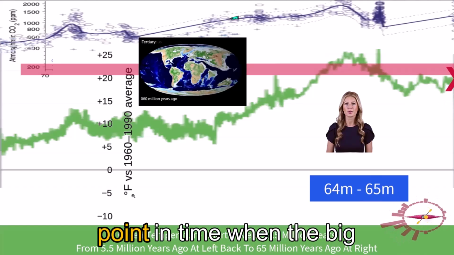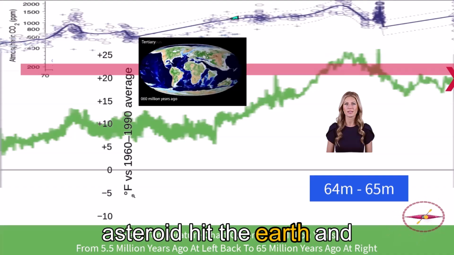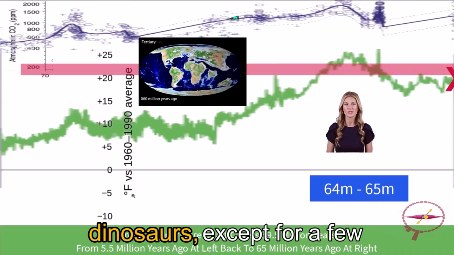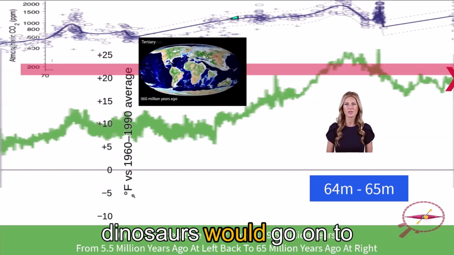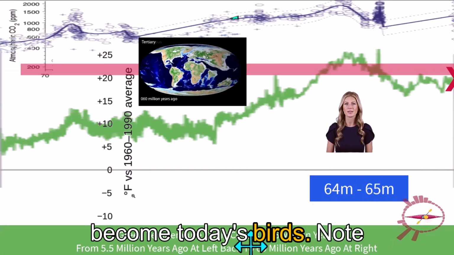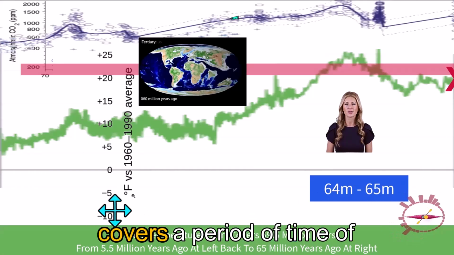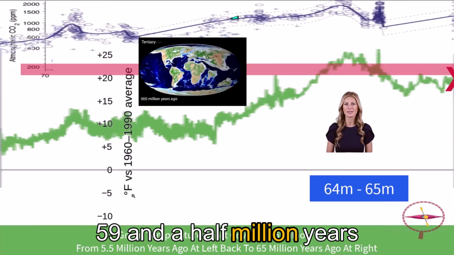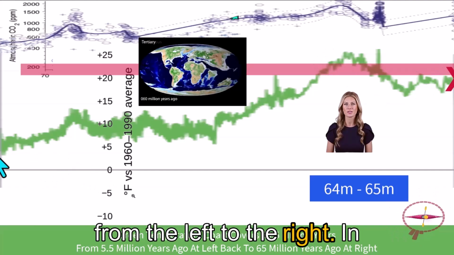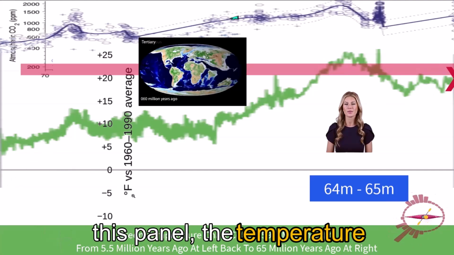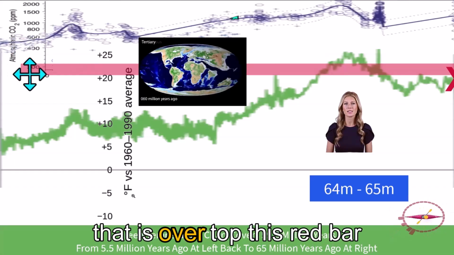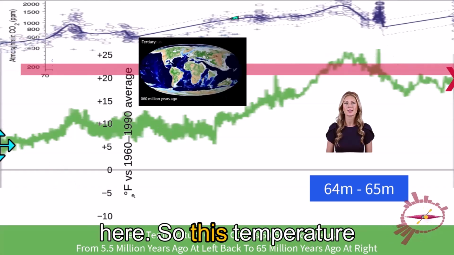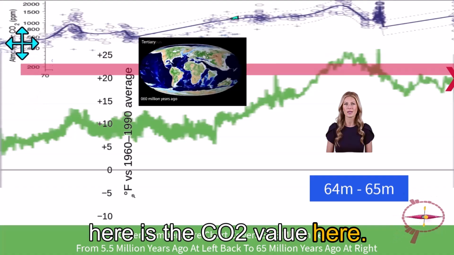This was also about the point in time when the big asteroid hit the Earth and killed off almost all the dinosaurs, except for a few of them that were able to fly at that time. Those dinosaurs would go on to become today's birds. Note that this particular panel covers a period of time of 59.5 million years from the left to the right. In this panel, the temperature graph, the green line, is the same as the CO2 up here that is over top this red bar here. So this temperature here is this CO2 value here.